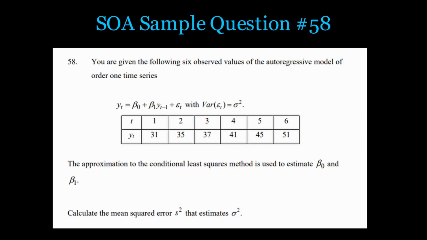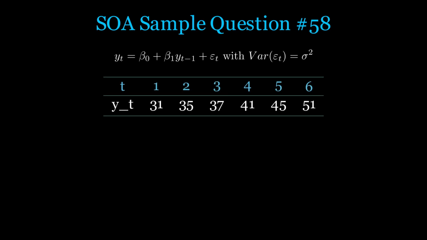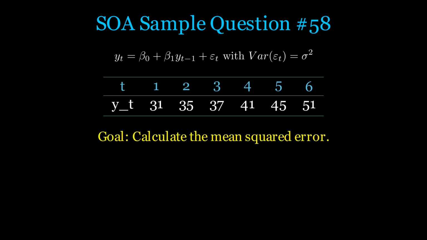Let's dive into a numerical example. This is from the Society of Actuaries Sample Questions. The setup is simple once you know which formulas to use, but the arithmetic gets pretty messy in a test environment. This is a good example because it lets us apply several formulas we've learned so far. Here is our data. We have time points 1 through 6 and the corresponding y values ranging from 31 to 51. We are asked to calculate the mean squared error using conditional least squares.